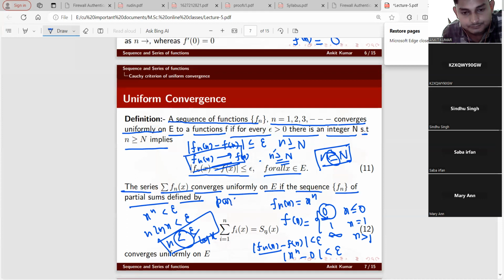What is the partial sum? Can anyone tell? What is the partial sum of the series? If anyone knows, please write in the chat box. What is the definition of the partial sum of the series?